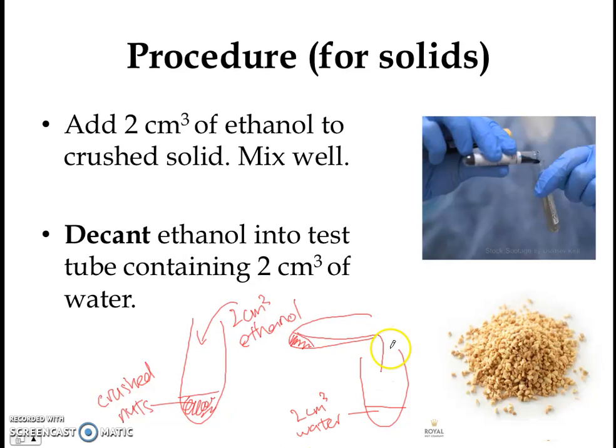So this here is the ethanol being decanted out. Okay, being poured out from this test tube. It has already dissolved whatever fats are inside the peanut, and it is being poured out into another test tube with 2 cm³ of water. So something like this is decanting up here. Alright, so that's what you need to do if it is a solid substance.